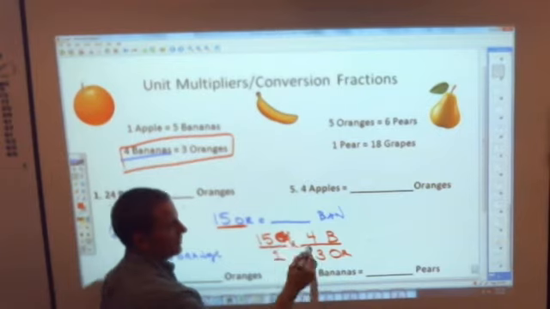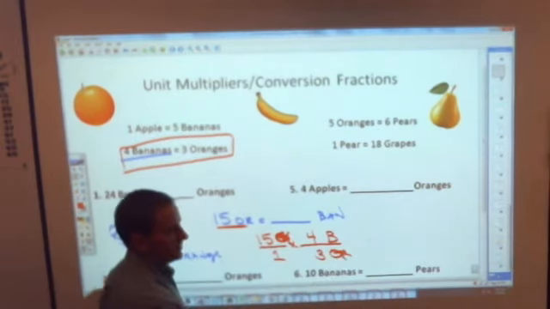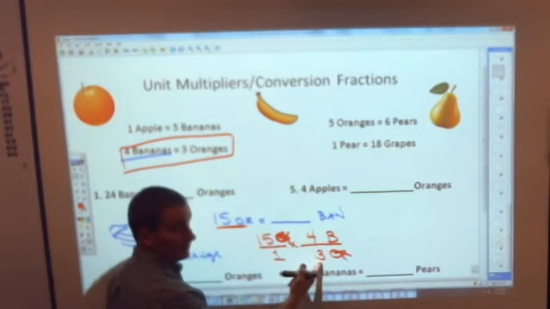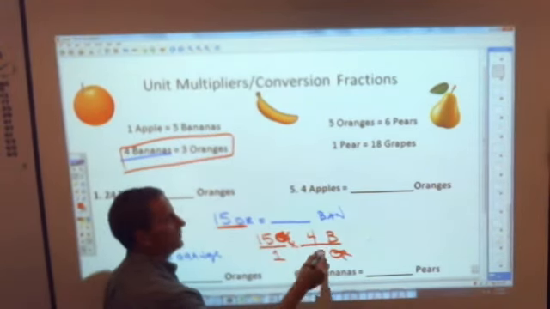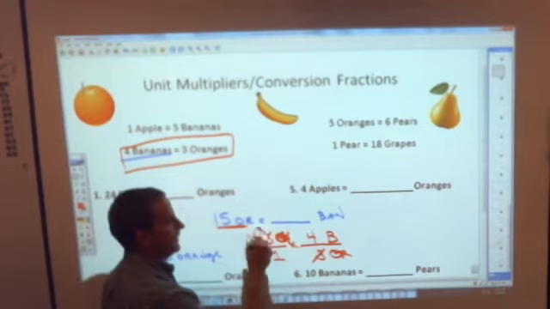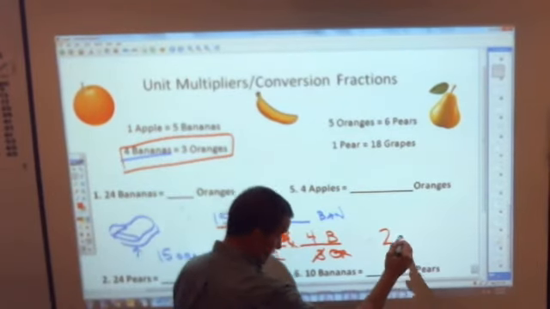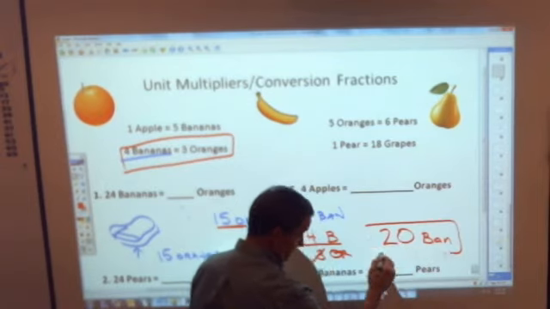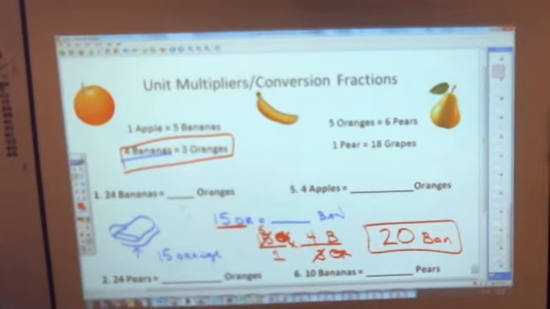My labels cross off, so now I'm left with bananas. And you can cross cancel, by the way. I could take 15 times 4 and get 60 and divide it by 3, which is 20. Or I could cross 3 into 15 and get 5. 5 times 4. It would cost me 20 bananas for that. Maybe you did that, maybe you didn't, but you don't have to think about it this way. That's the beauty of it.